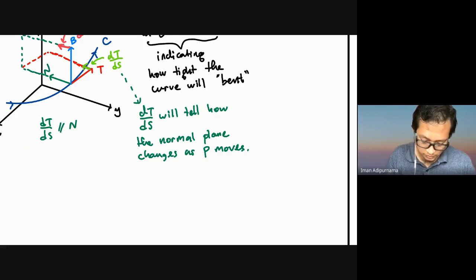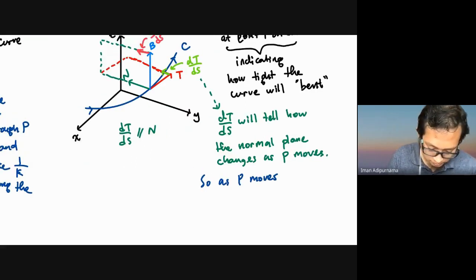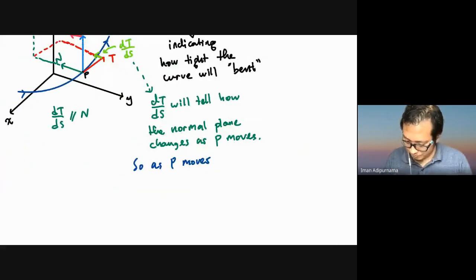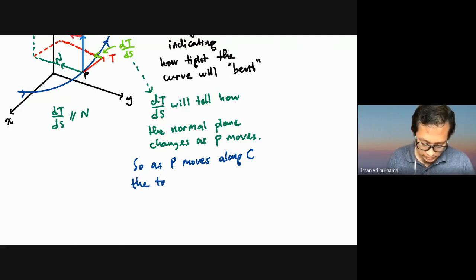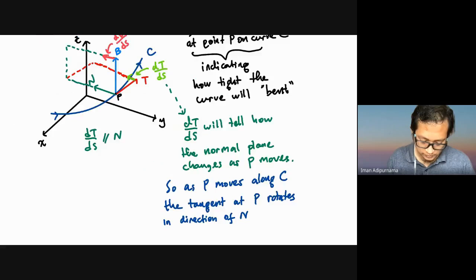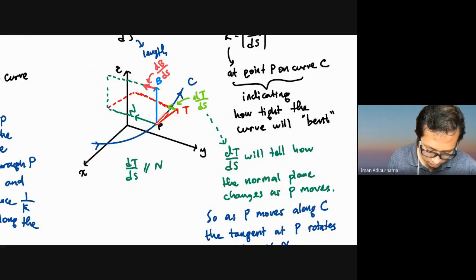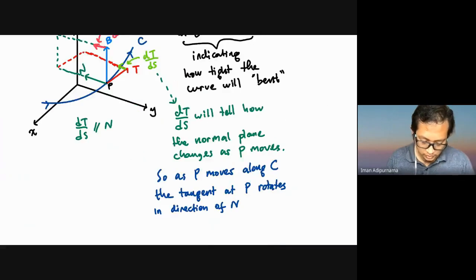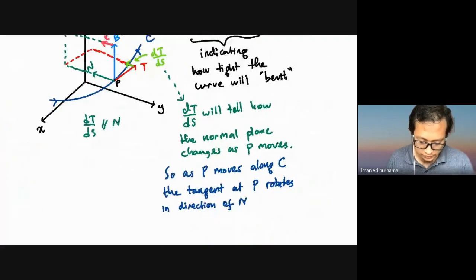Okay, so let me continue. As P moves, the point P moves along the curve C, the tangent at P will rotate in the direction of N. So imagine this T here will rotate. Imagine from here, this T, T, T, it will rotate in the direction of the vector N.